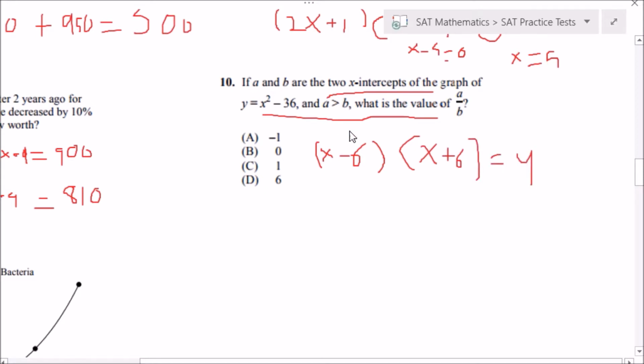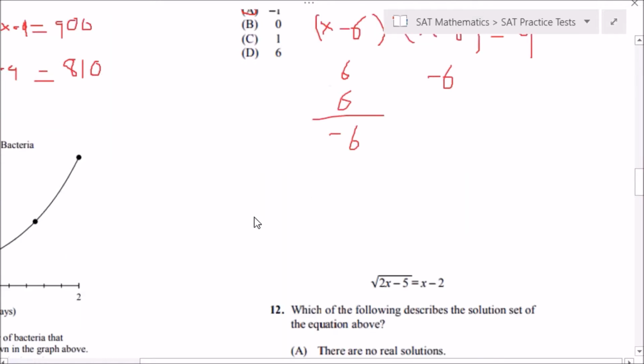So A is greater than B. Here we have 6 and here we have negative 6 because when they're equal to 0, x plus 6 is equal to 0 is negative 6 and x minus 6 is equal to 0 is 6. And it says A is greater than B, and the one greater is 6 obviously, over B, which is the lesser one, that's negative 6, and that will be negative 1. That should be our answer.